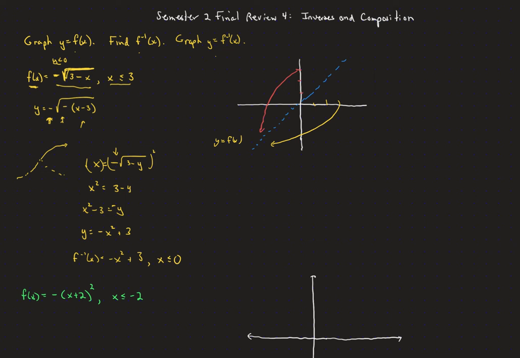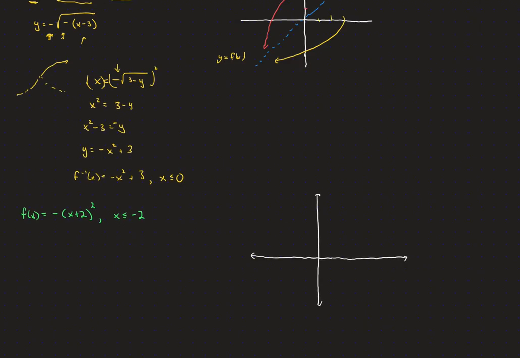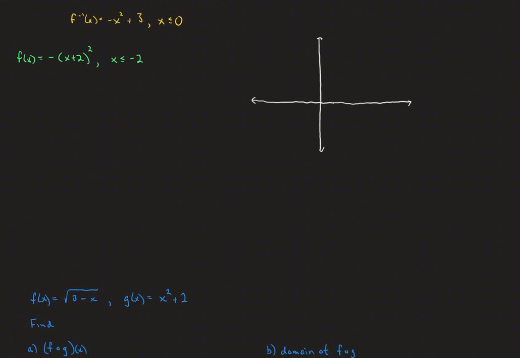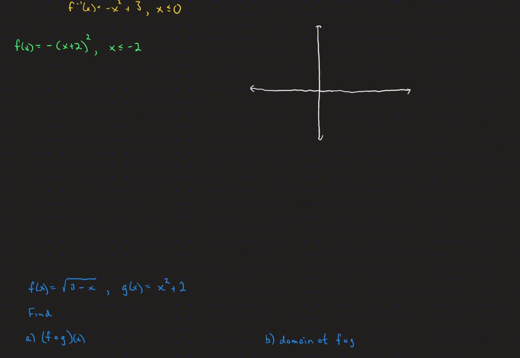Okay, let's try another one. I'm going to slide this up. Our original function is a parabola that opens down with vertex at (-2, 0). We go 1, 2. It's a parabola that opens down, and we're only going to keep the part of it that is left of negative 2. So we're talking about something that's going to look like that. There's our y equals f of x.